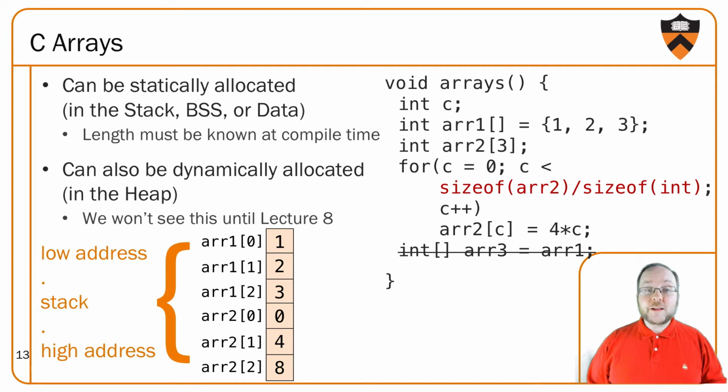Next, there's no field length. There's no field for the length of an array. And of course there isn't. There's no field anything for arrays because C arrays aren't objects like they are in Java.